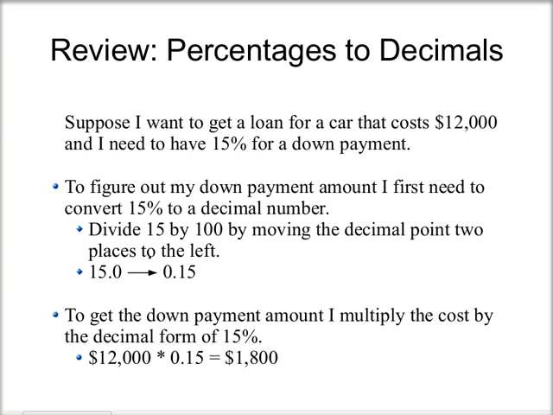Once I have that, to get the down payment amount, I just multiply the cost by the decimal form of 15%. So that is 12,000 times 0.15, which will give me $1,800 as the amount I need for a 15% down payment on the car.